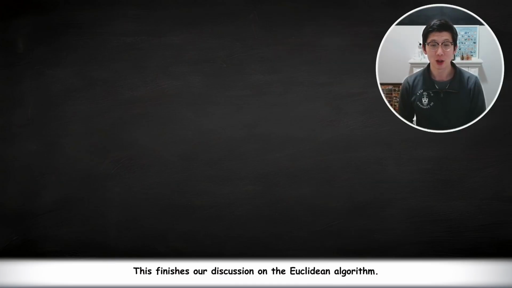This finishes our discussion on the Euclidean algorithm. In the next section, we will turn to the Bezout identity.